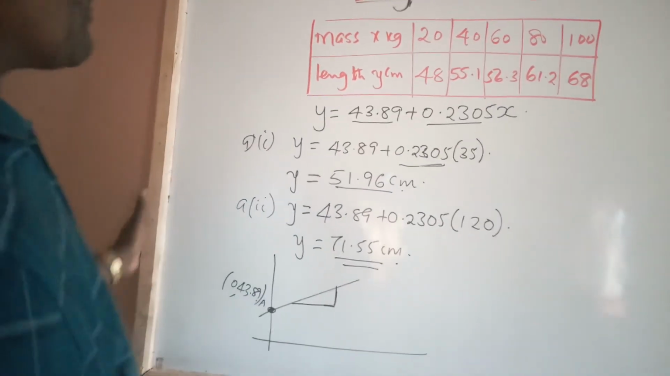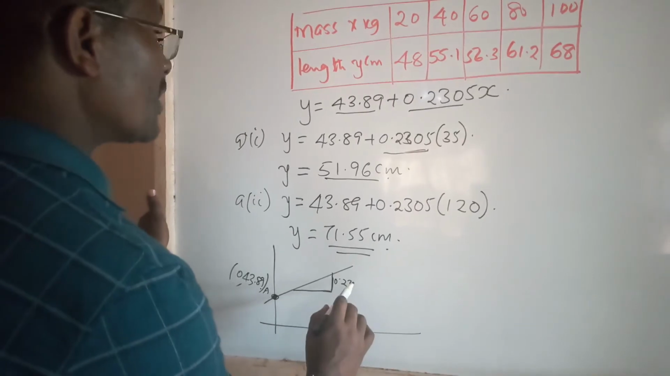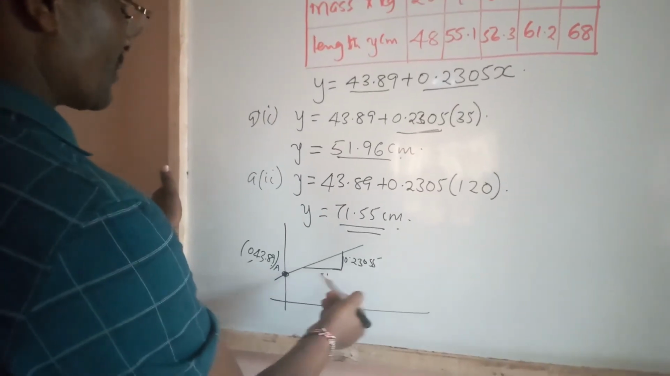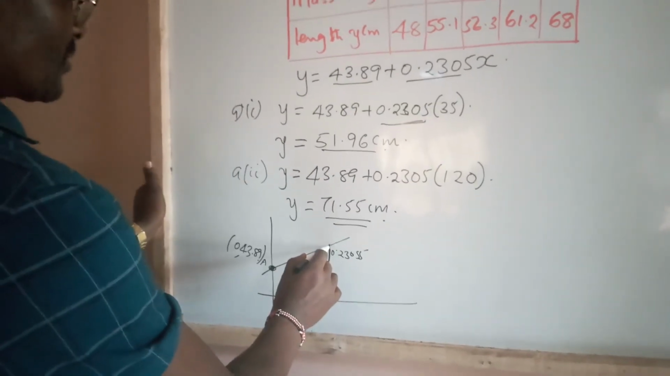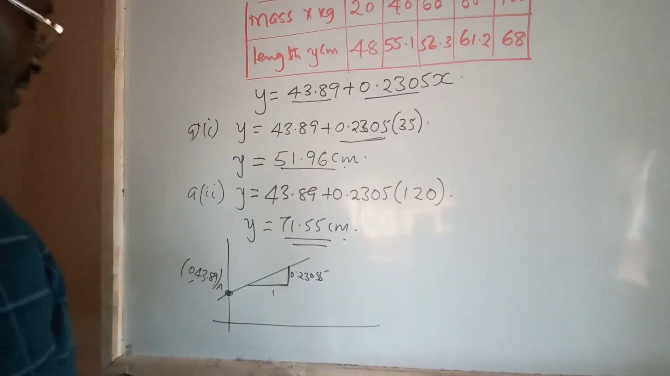So if you're talking about this one could be 0.2305, and this could be 1, which is now when this is 1, generally it's trying to capture the gradient of that line of regression.